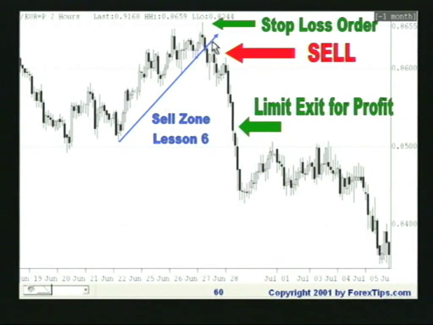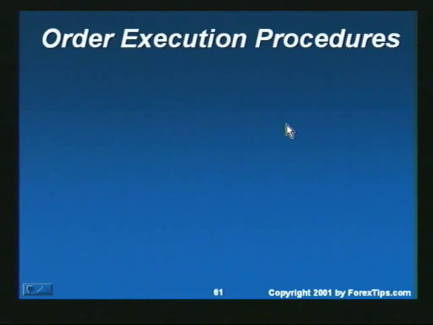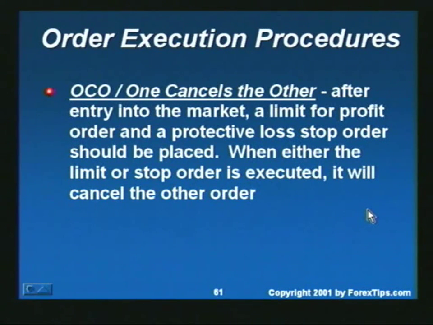Instead of a buy zone, the market breaks the trend line and enters into the sell zone. We teach you in lesson 6 where to get in. You enter the market selling, you sell on the bid, and you place a protective stop loss order. We teach that once again. Lesson 3 teaches you where to properly place your protective stop loss orders. And look at all this profit being made after the market entered into the sell zone. Your limit order for profit. Market continued to fall.